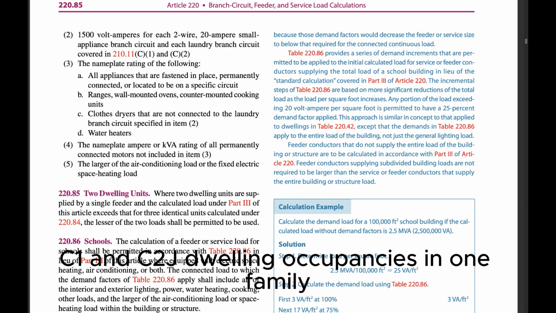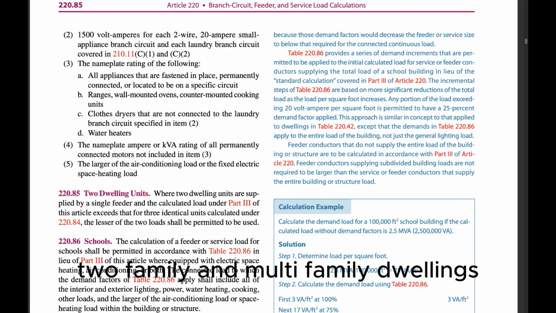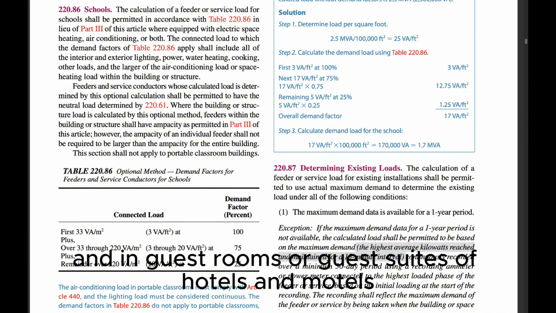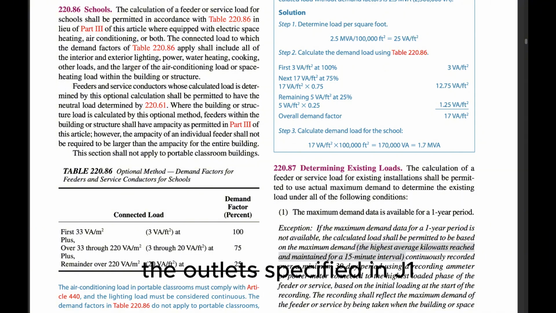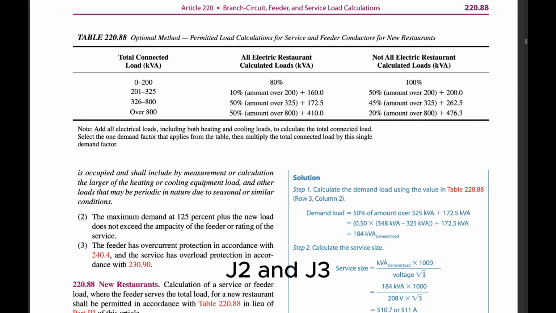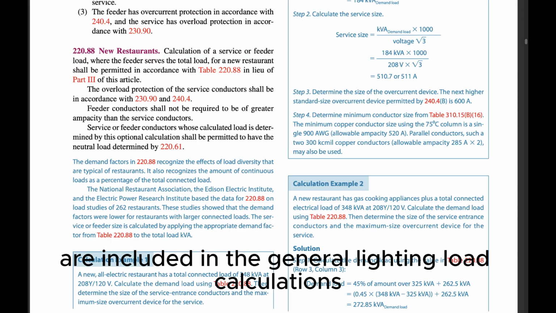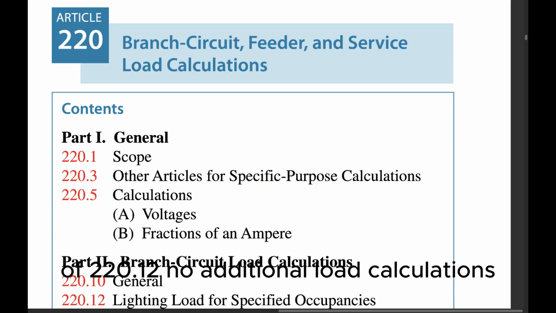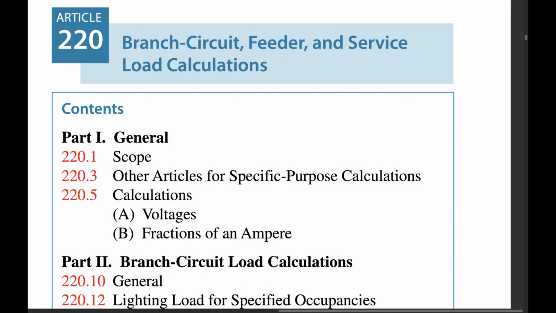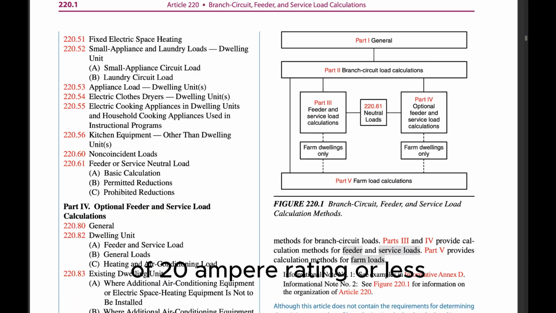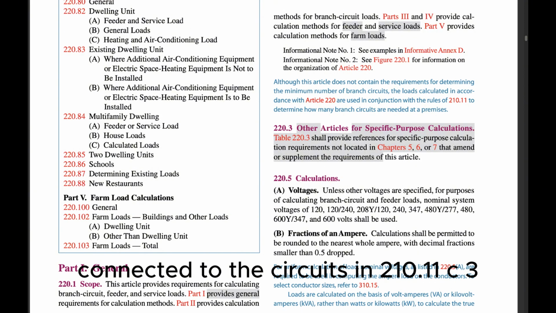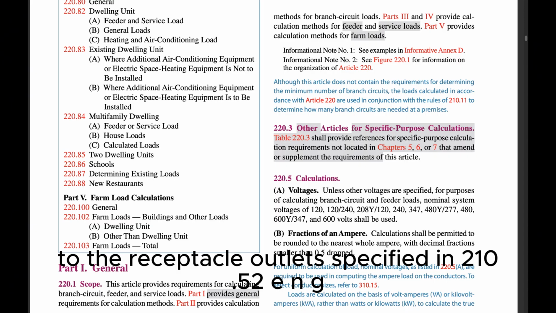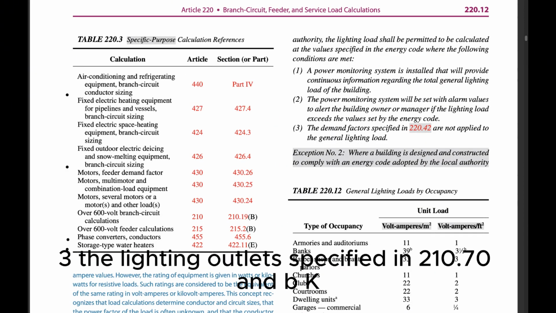J. Dwelling occupancies. In one-family, two-family, and multi-family dwellings and in guest rooms or guest suites of hotels and motels, the outlets specified in J1, J2, and J3 are included in the general lighting load calculations of 220.12. No additional load calculations shall be required for such outlets. 1. All general use receptacle outlets of 20 ampere rating or less, including receptacles connected to the circuits in 210.11 C3. 2. The receptacle outlets specified in 210.52. 3. The lighting outlets specified in 210.70 A and B.